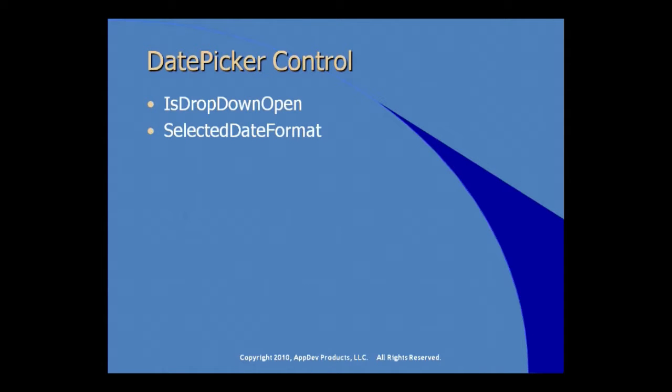There's a selected date format property that lets you choose what the selected date looks like in the text box portion. And there's a selected date changed event that allows you to know when the user has changed the selected date. Let's look at examples of the calendar and date picker controls.